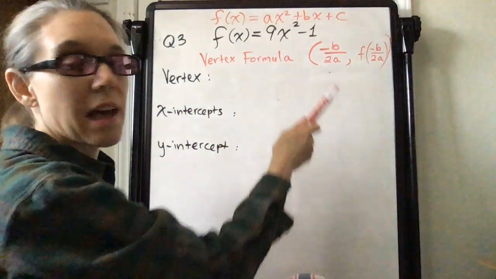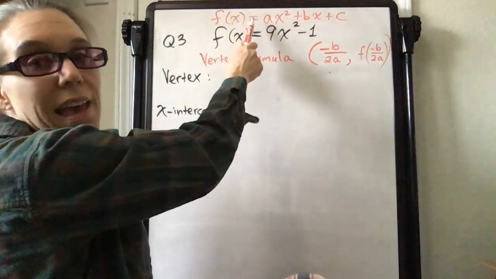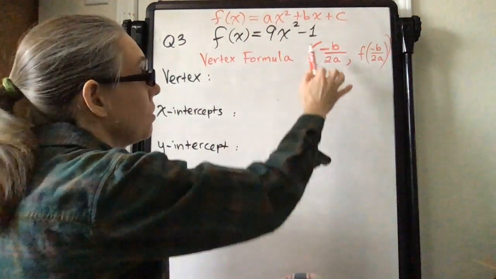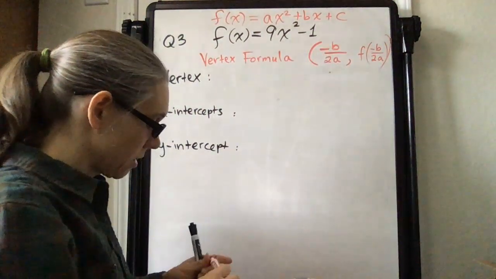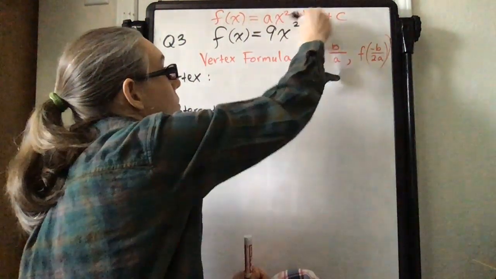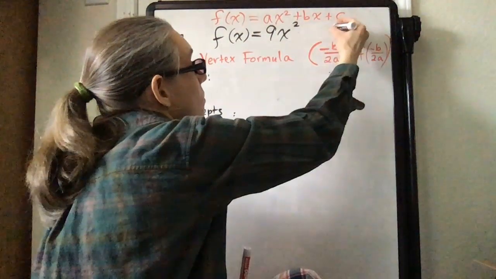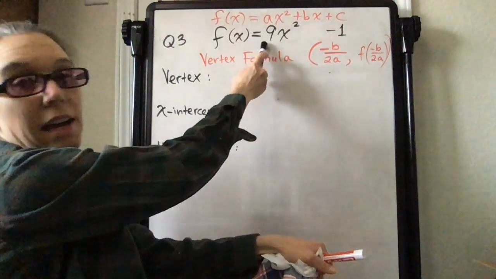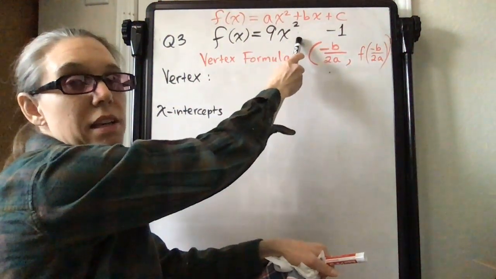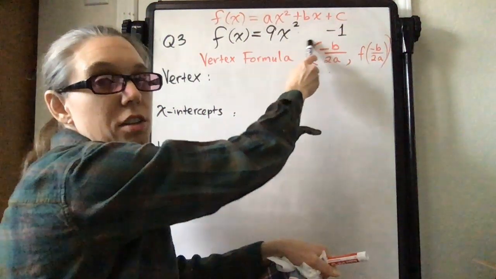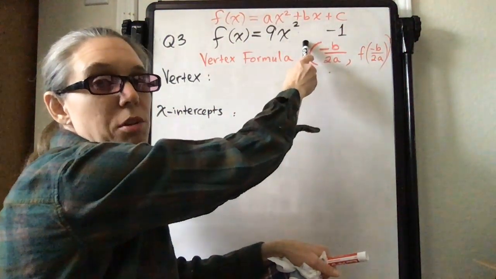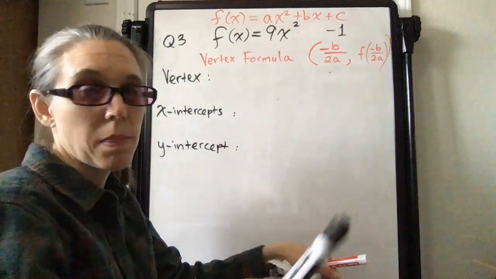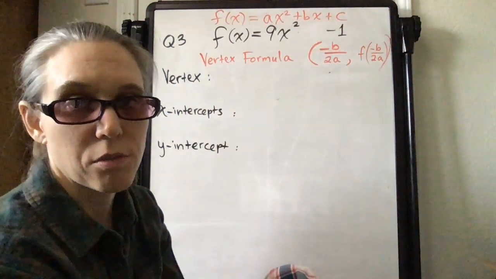So we can tell here that 9 is the a value. The b value is actually 0. So this negative 1 actually corresponds to c. I could have written it like this. Right? So a is 9. The b value is 0 because you have a 0x here. You do not have an x term. Anytime your x term is missing, that means you have a b value of 0. And then you have a c that's negative 1.